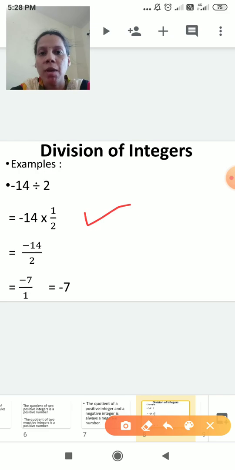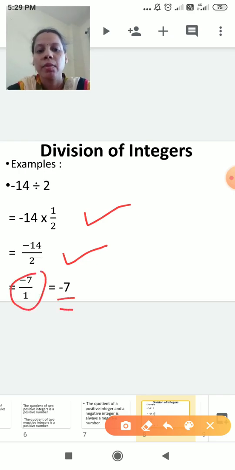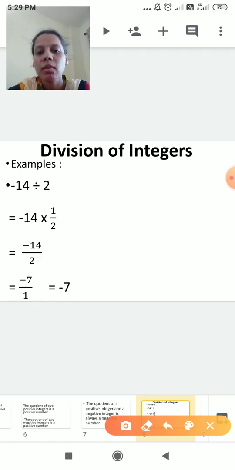Minus 14 multiply by 1. Minus 14 ones are minus 14 upon 2, that is divide by 2 as it is. So minus 14 divide by 2. 2 ones are 2, 2 sevens are 14. So the answer is minus 7 upon 1, which is equal to minus 7. This is the answer. Okay. Now we'll see the next sum.